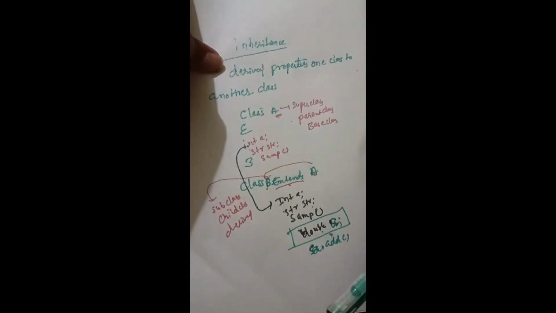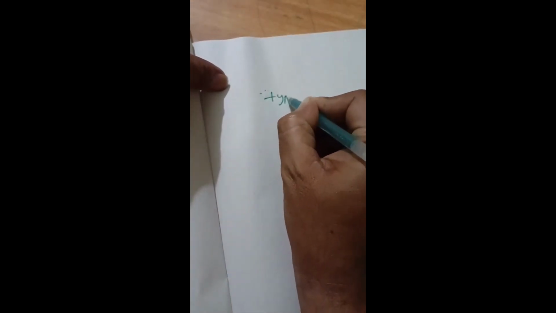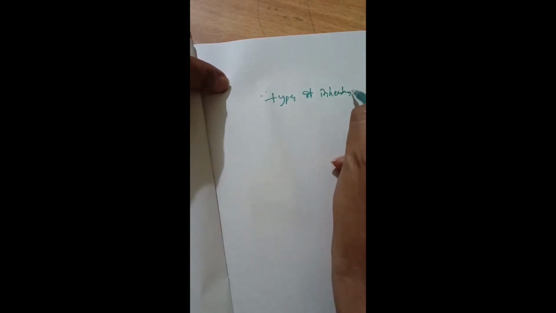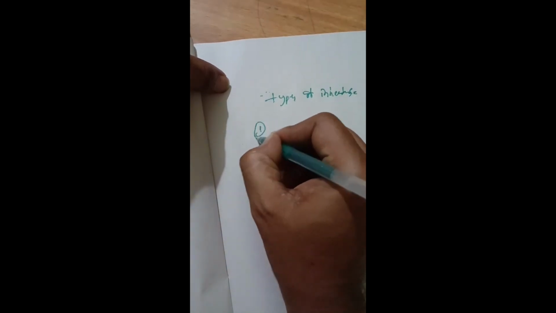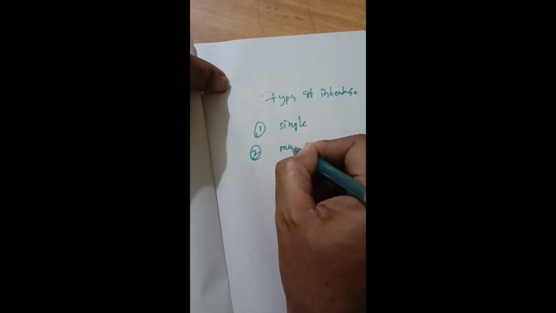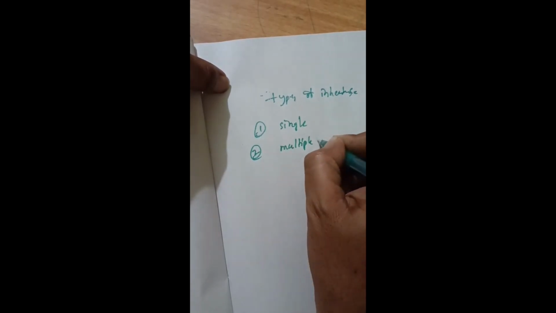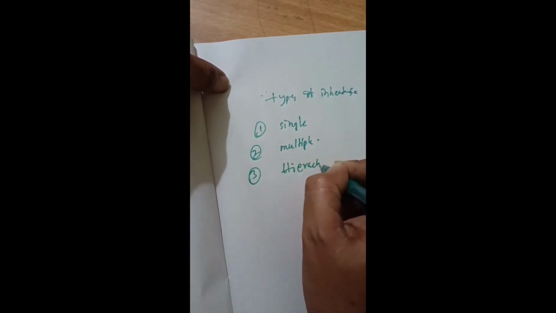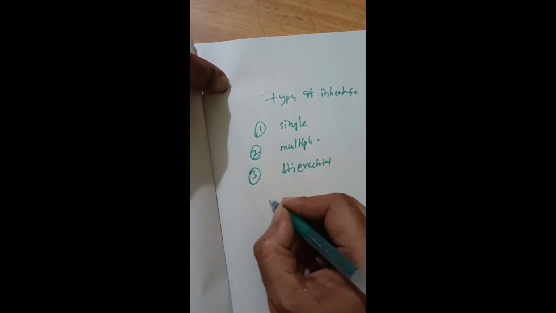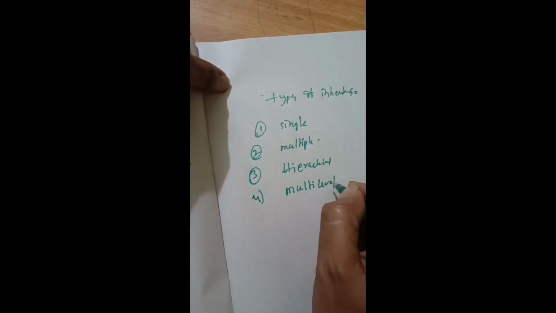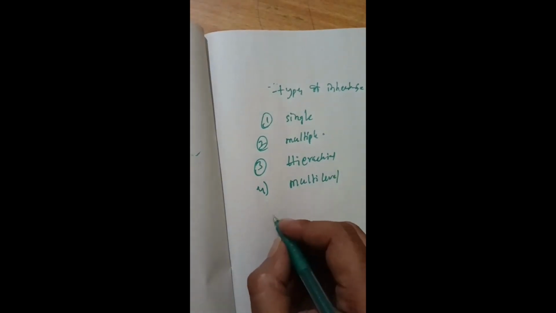There are 4 types of inheritance. The first is single inheritance, the second is multiple inheritance, the third is hierarchical inheritance, and the fourth is multi-level inheritance. These are the types of inheritance.